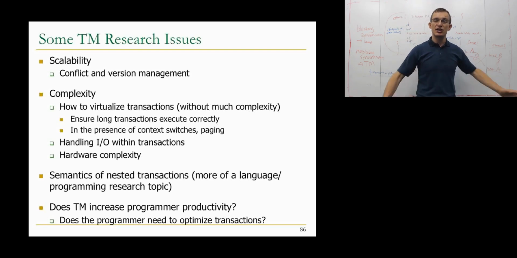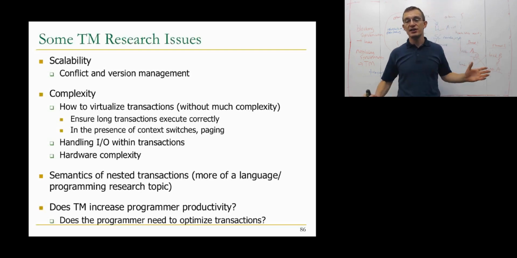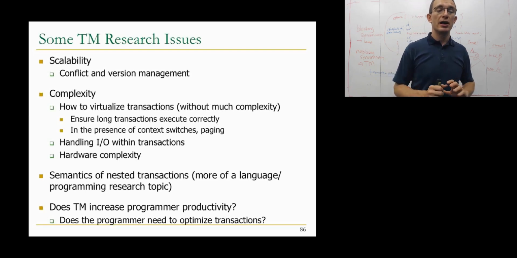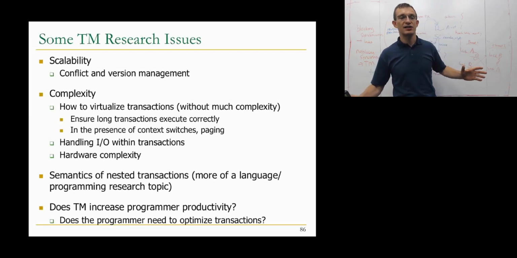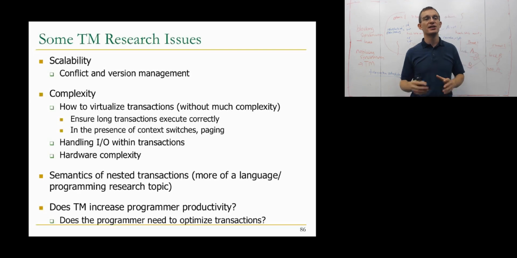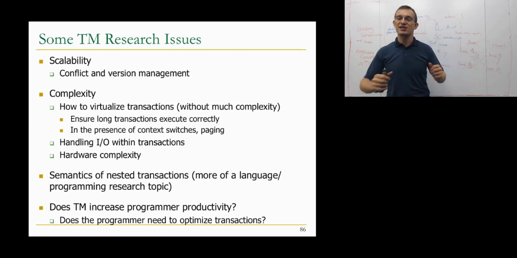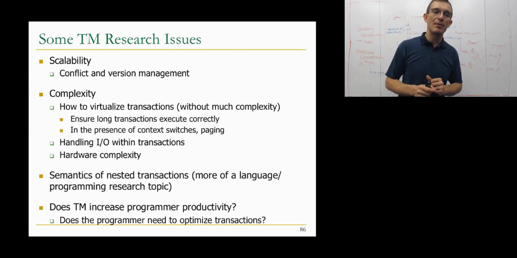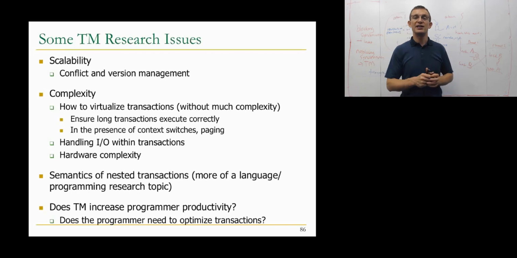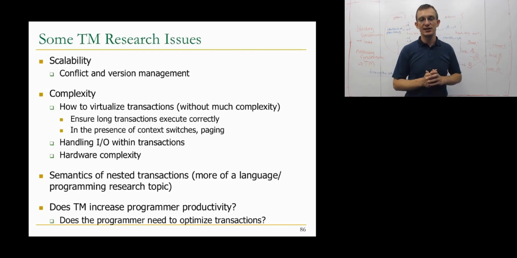There are many research issues on transactional memory. This was a very hot topic a few years ago, with lots of papers being published in the architecture community. Now it's calmed down a little bit. It's being implemented in products. It's clear that it's not a panacea to all parallel programming problems, although it could be a useful addition to the programmer's toolkit in designing better parallel programs.